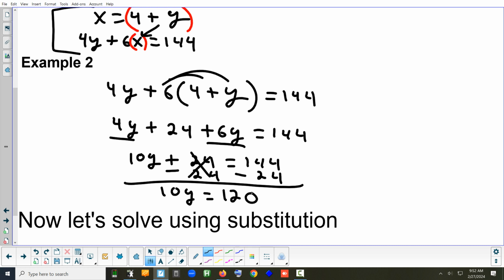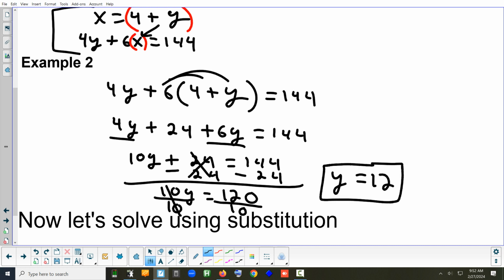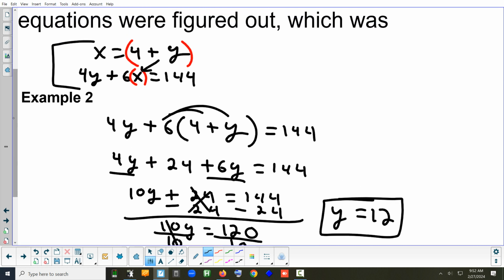And what's your last step? Divide by 10. So we get y equals 120 divided by 10, which is 12. And what's the last letter we need to find? X. So what are we going to do with that y to find x? Put it in for y. You've got to plug it back in for y.